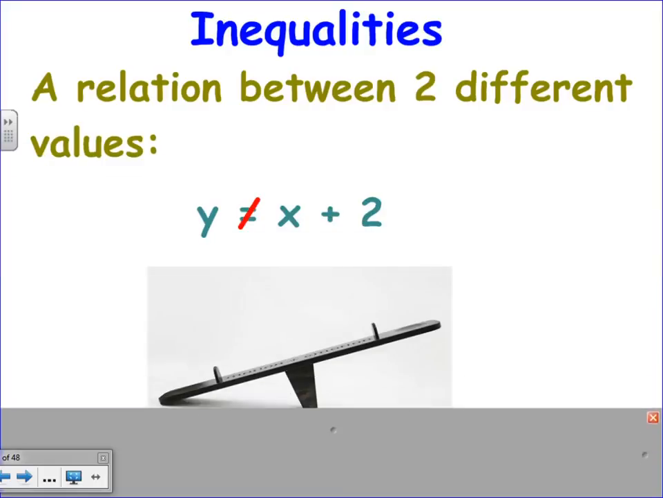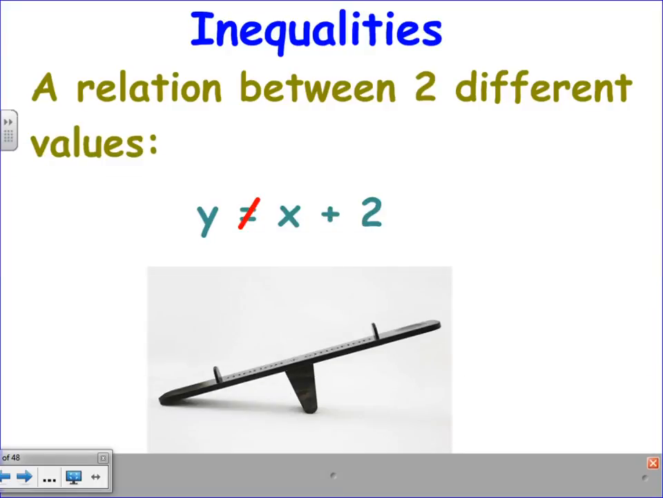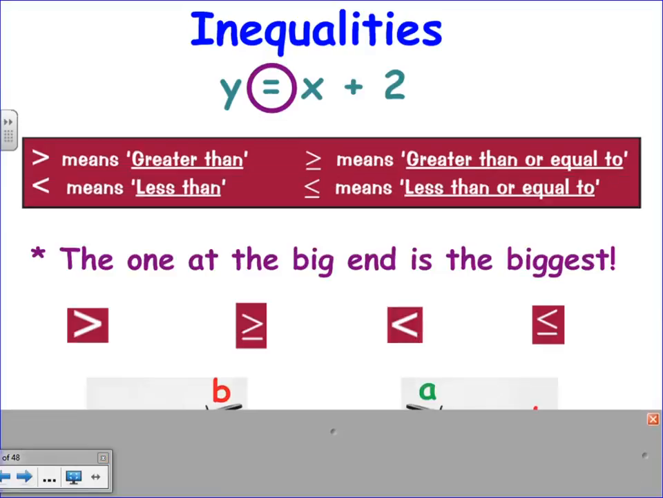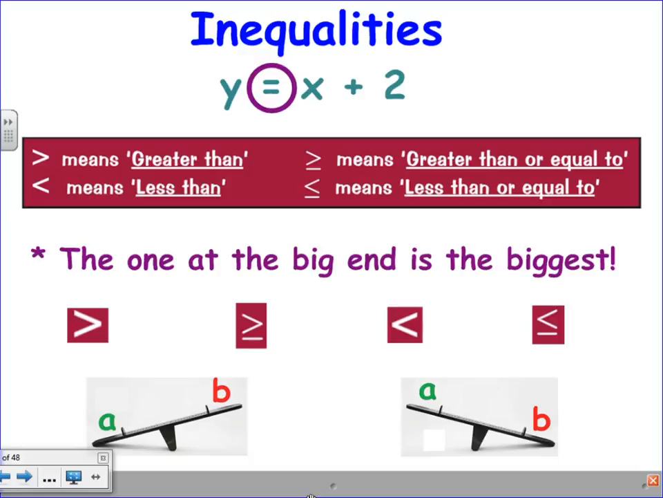Okay? So up to now, we've had a seesaw that we've balanced, and the reason we've done the same thing on both sides is because we had an equal sign there. Inequalities means we're going to get rid of this equal sign and put a different sign in there. The symbols that go in there instead of an equal sign are called inequalities. So we just swap it for these: greater than or equal to, less than, and less than or equal to.